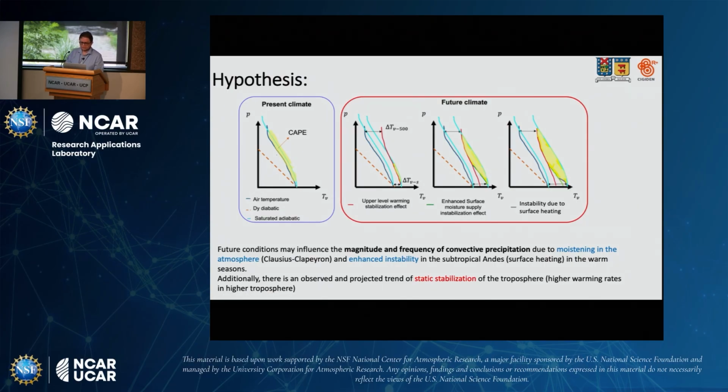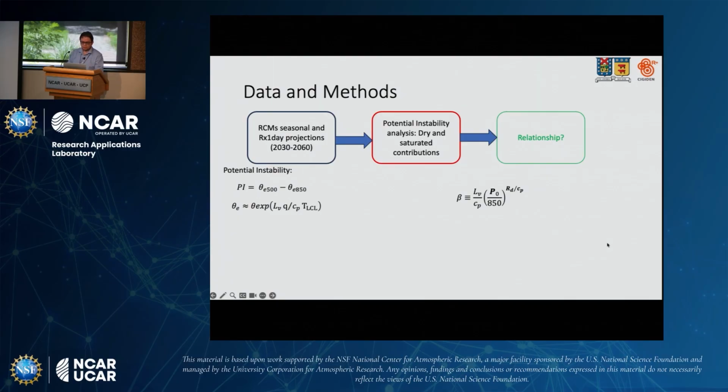want to address what is the total effect of these two combined effects: the contrast in the static stabilization and the moistening and surface heating, hence instability. So for that, we performed a smaller clustering of regional models, because in South America we don't have many regional simulations. From CMIP6, we studied regional simulations for seasonal precipitation and extreme one-day projections in this period. We perform an analysis called potential instability that we'll explain later. And then we try to relate these things.